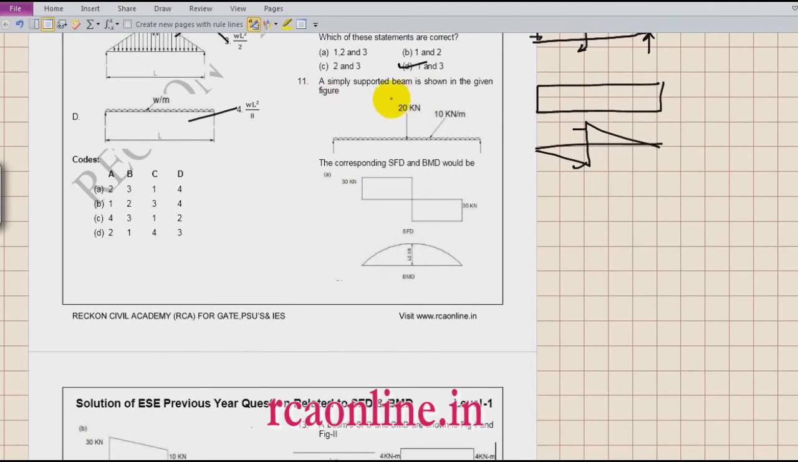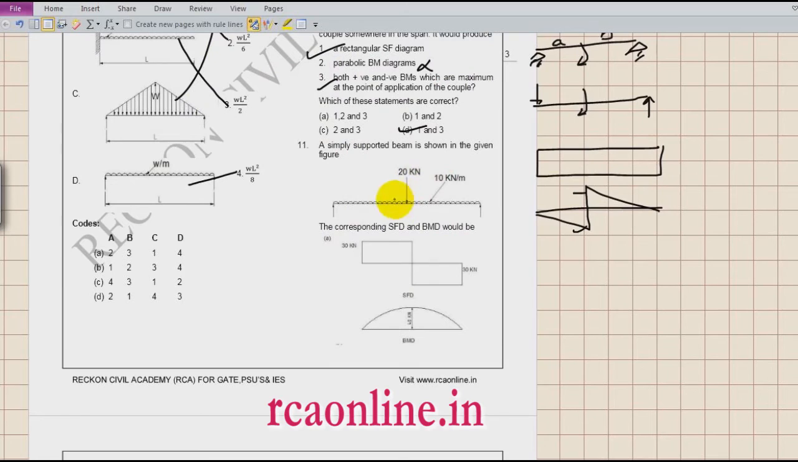Now come to the next question. It is saying that I have a UDL and point load, and we have to find the SFD. So what will be the SFD? I am not going into the values, but most probably it will be something like this. Two ordinates, one here, one here and one here, because I have 3 point loads and 2 inclined lines because of this UDL.